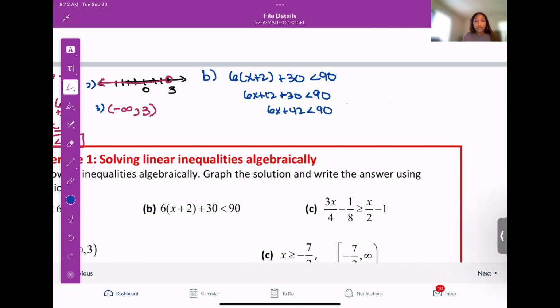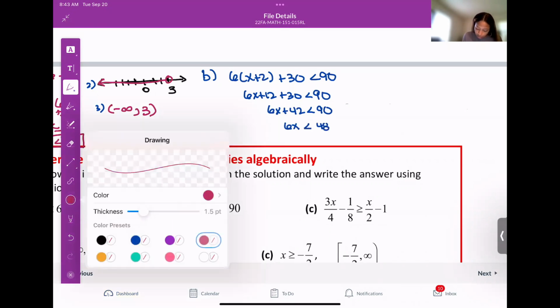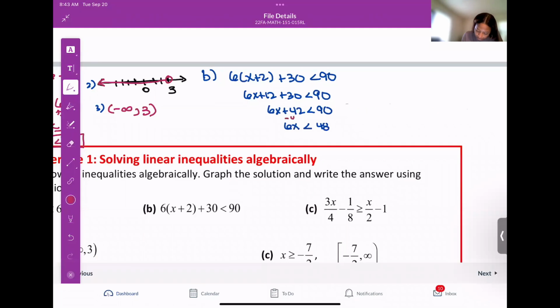And then we have to subtract 42 from both sides. 90 minus 42 would be 48. So if we subtract 42 from both sides, we get 6x is less than 48. And just to be thorough, make sure everybody can see what we're doing here. Subtracting 42 from both sides.